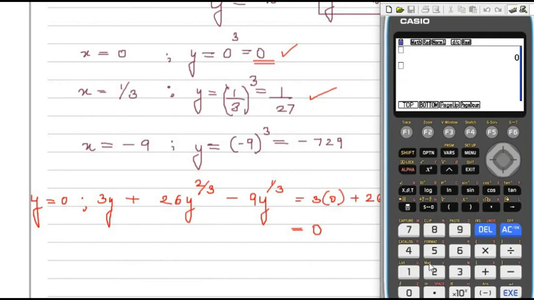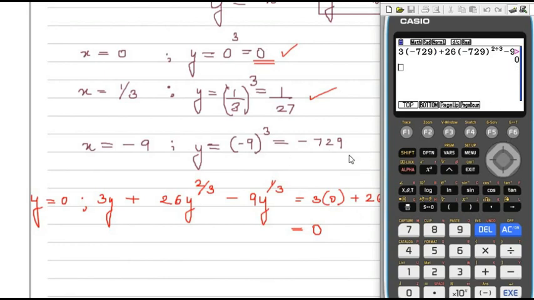So we have here 3 multiplied with -729, and then plus 26 multiplied with (-729) raised to the power of 2/3, and then we have -9 multiplied with -729, then again raised to a power of 1/3. So here also we get it as 0.